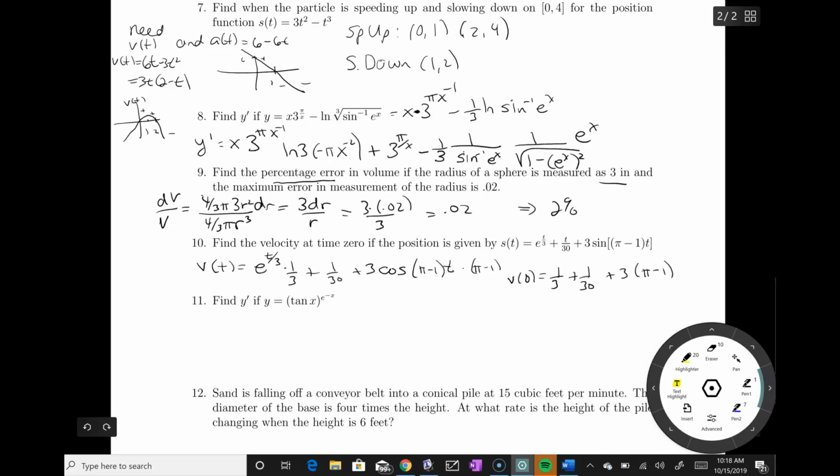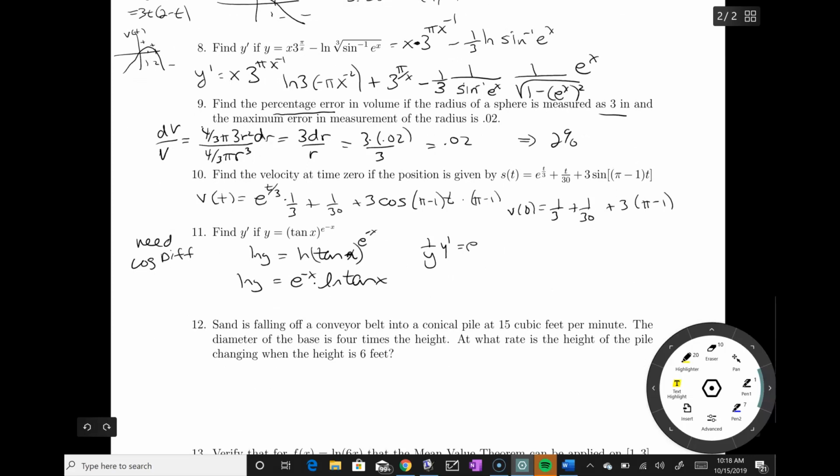This here you need log diff. So you have to take the ln of both sides. So ln of tangent of x all to the e to the negative x. Then I bring the e to the negative x down in the front. Now I'm ready to take the derivative. On the left side it's implicit differentiation. On the right side it is product rule.